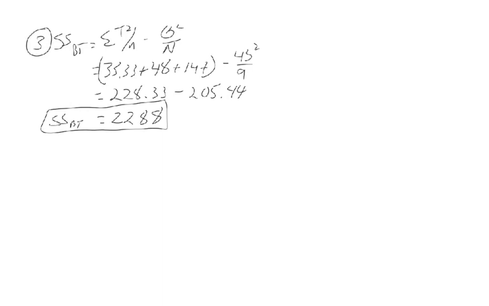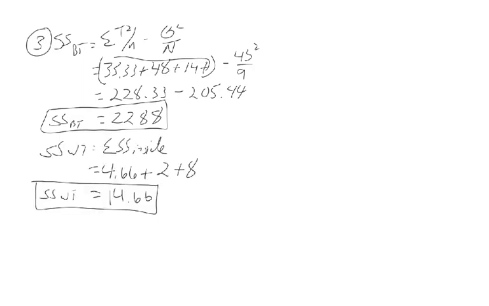So the first equation we're going to do is the SS between treatments. This is exactly the same as the independent ANOVA. Sum of T squared over n minus G squared over N. So I've taken the T squareds over n that we did in the data summary. They're right here. And I've added them up to get 228.33. And then G, which is 43, we're going to square that over N, so we get 205.44 to end up with 22.88.